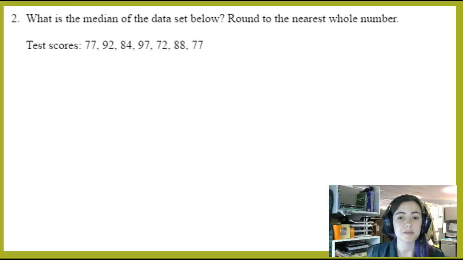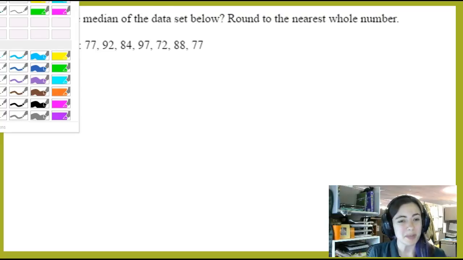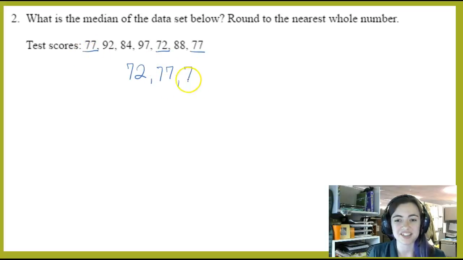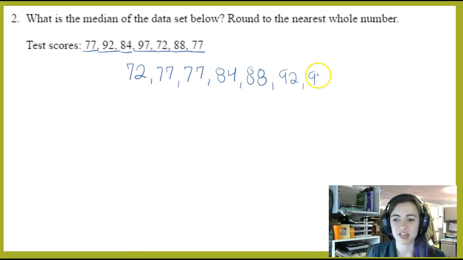For number 2, it says, what is the median of the data set below? So we are looking for the median, which is the middle. So let's arrange these from least to greatest first. So I see 72, and I usually either underline or cross out when I write them out just to make sure I've included them all. So 72, the next lowest looks like 77, 2 77s, then 84, then 88, then 92, and 97. And I have a nice underline, so that means I included all my points there.